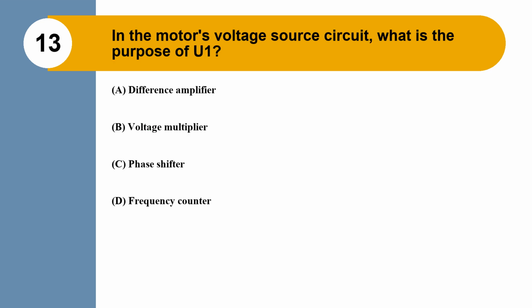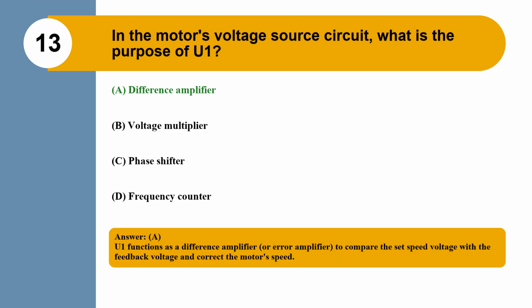Question 13. In the motor's voltage source circuit, what is the purpose of U1? Option A. Difference amplifier. Option B. Voltage multiplier. Option C. Phase shifter. Option D. A frequency counter. The correct answer is option A. Difference amplifier. U1 functions as a difference amplifier, or error amplifier, to compare the set speed voltage with the feedback voltage and correct the motor's speed.